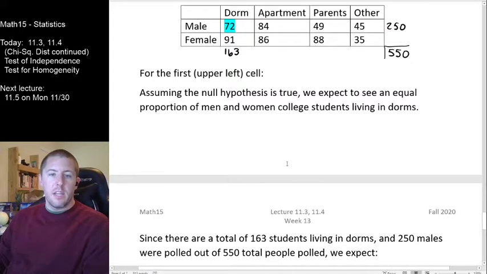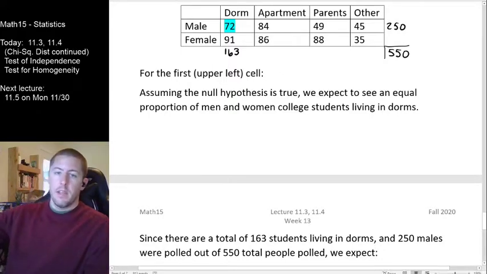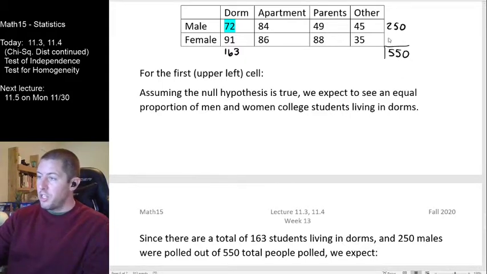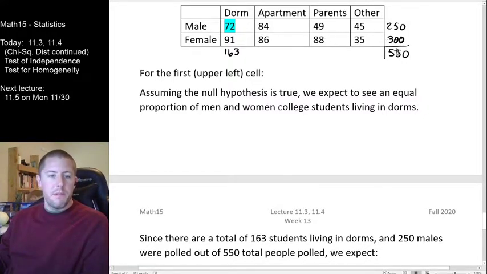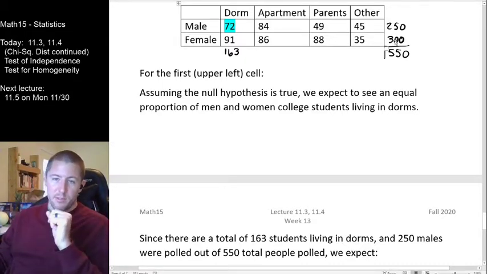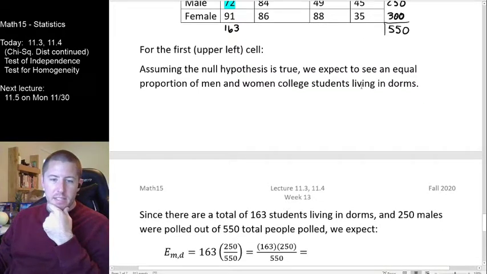What I'm noticing is that there were 163 total dorm dwellers identified here. It therefore seems to me like those 163 should be split across the male and female groups, but proportionally. And notice, we sampled 50 more females than we sampled males. So if there is an equal distribution, I expect there to be a little bit more females than males. I think there's a little bit excessively more females than males relative to this 250-300 breakdown over here, but that's exactly what we're going to see in our expected counts right here.